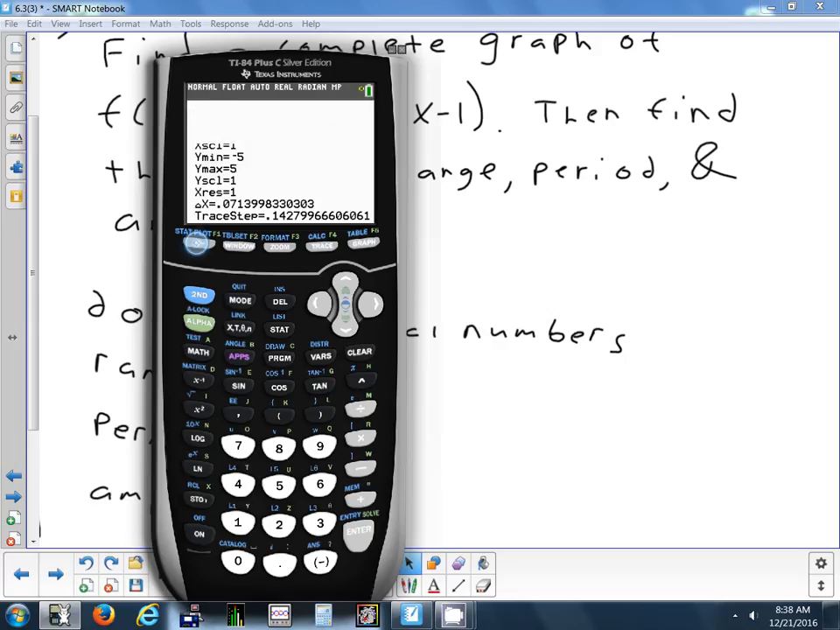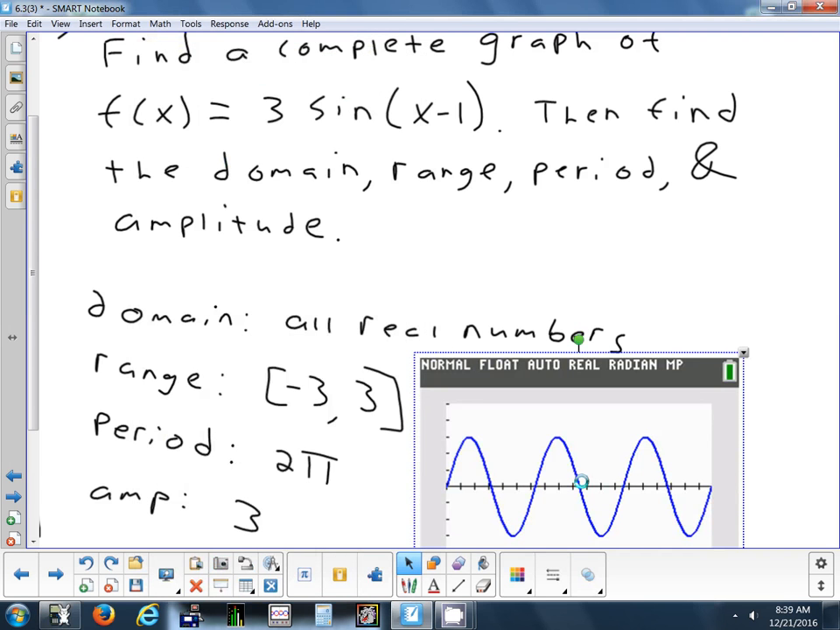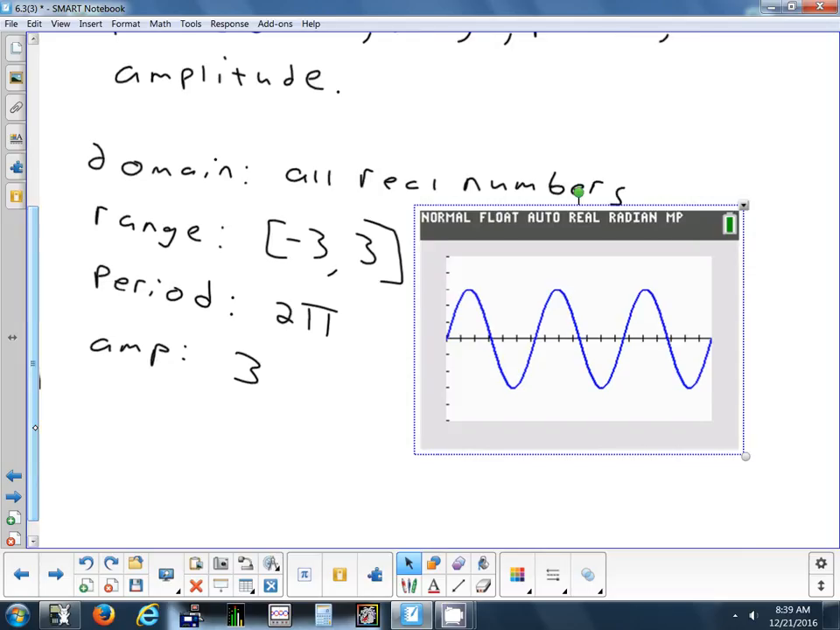If you look at your shift and you say, okay, this graph has been shifted right 1 unit, so I'm going to take my viewing window and shift it right 1 unit. Now I still have a window that's 6 pi units, it's just been shifted with the phase shift. So now it starts at a nice spot, and you get 3 full periods. So any questions on how we got the window for that one?